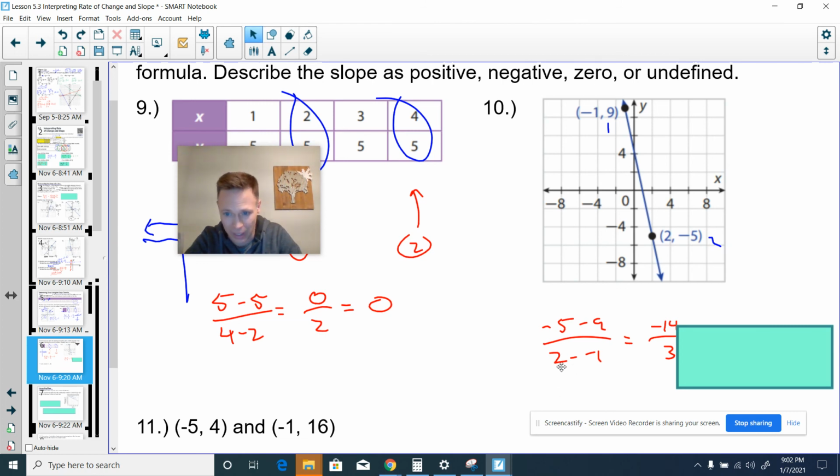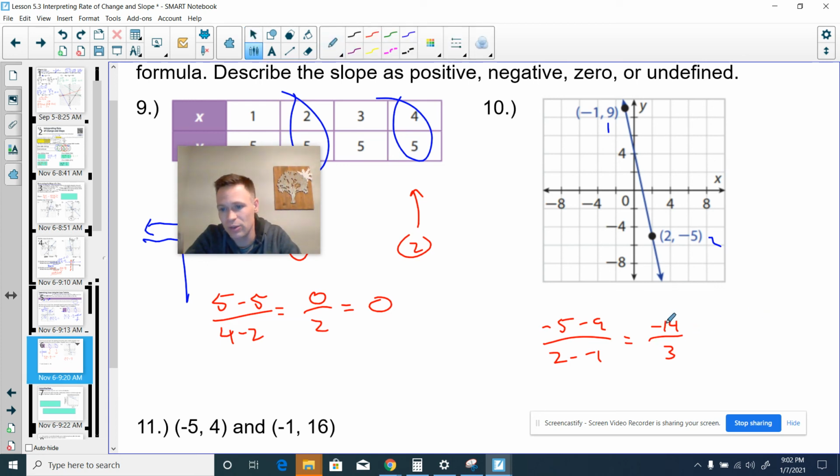So I can't get rid of the signs here. -5 minus 9 is -14. 2 minus -1, that's really addition. That gives me 3, and that can't be simplified. Here's what I also do not want. I do not want you to say that this is like 4 2/3, okay? I don't want you to turn it into a mixed number. When we get into graphing more later, you're going to understand why. It's kind of an unusable number.